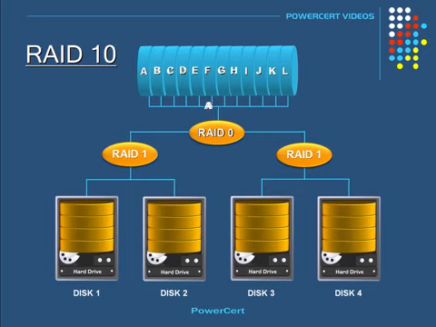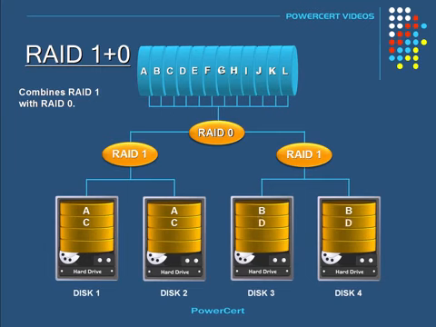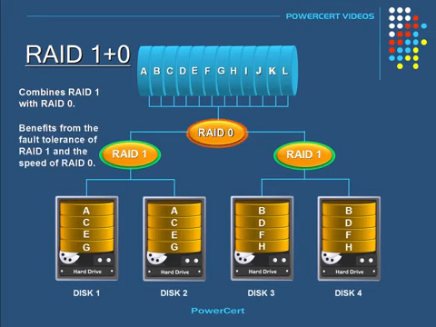And finally, there is RAID 10. And RAID 10 is basically what the name says. It's combining RAID 1 and RAID 0 together. And you need to use a minimum of 4 disks. So in a RAID 10 setup, a set of 2 disks are mirrored using a RAID 1 setup. Then both sets of the 2 disks are striped using RAID 0. So RAID 10 benefits from the fault tolerance of RAID 1 and the speed of RAID 0.